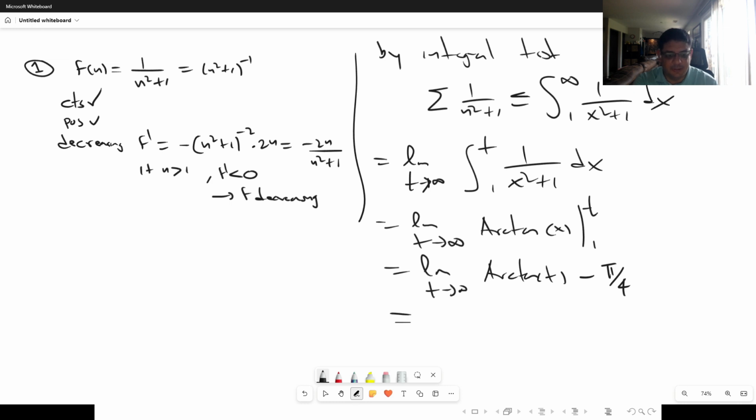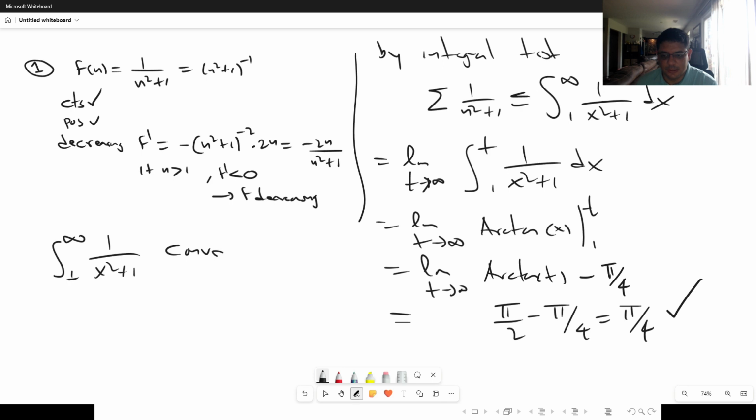And then the limit as t goes to infinity of arctangent is pi over 2. And pi over 2 minus pi over 4 is pi over 4. So this is a finite number, and so we can say that this integral is convergent. And because the integral is convergent, then the series is. The integral converges, so that implies that the series of 1 over n squared plus 1, n equals 1 to infinity, converges as well. And that is the principle of the integral test.